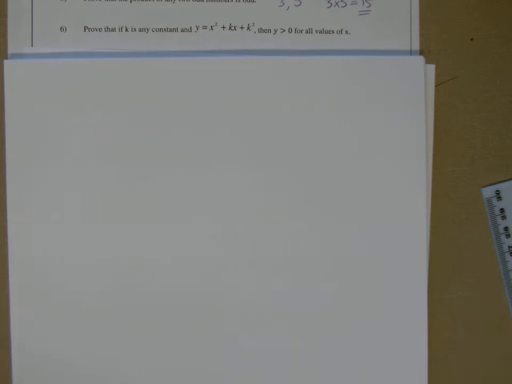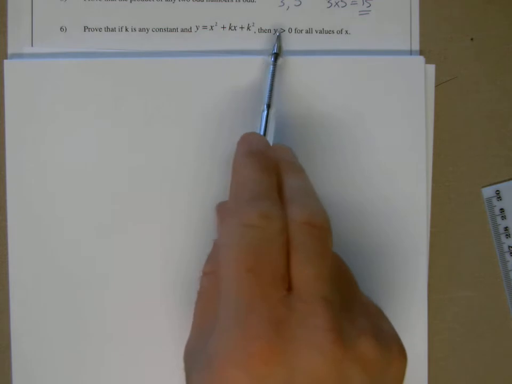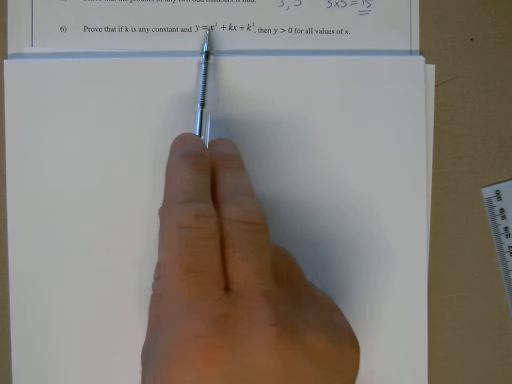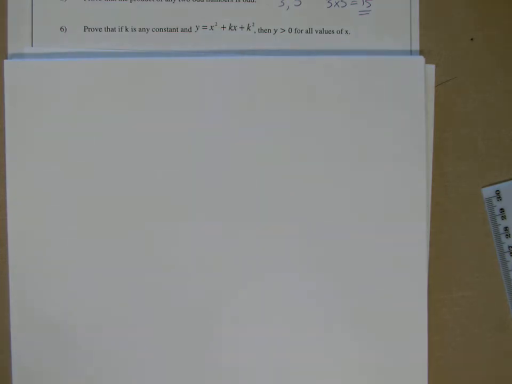Okay, so this question here: prove that if k is any constant and y equals x squared plus kx plus k squared, then y is greater than 0 for all x. Now when it says y is greater than 0, we just want to show it's positive. In other words, this bit is what y is, isn't it? If we could show that this is positive, then we're sorted.